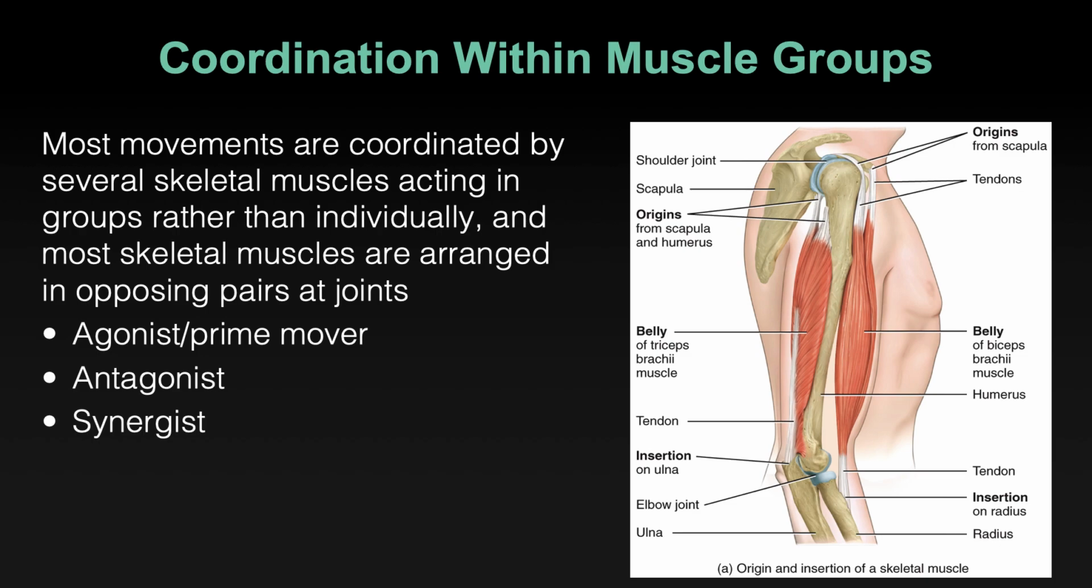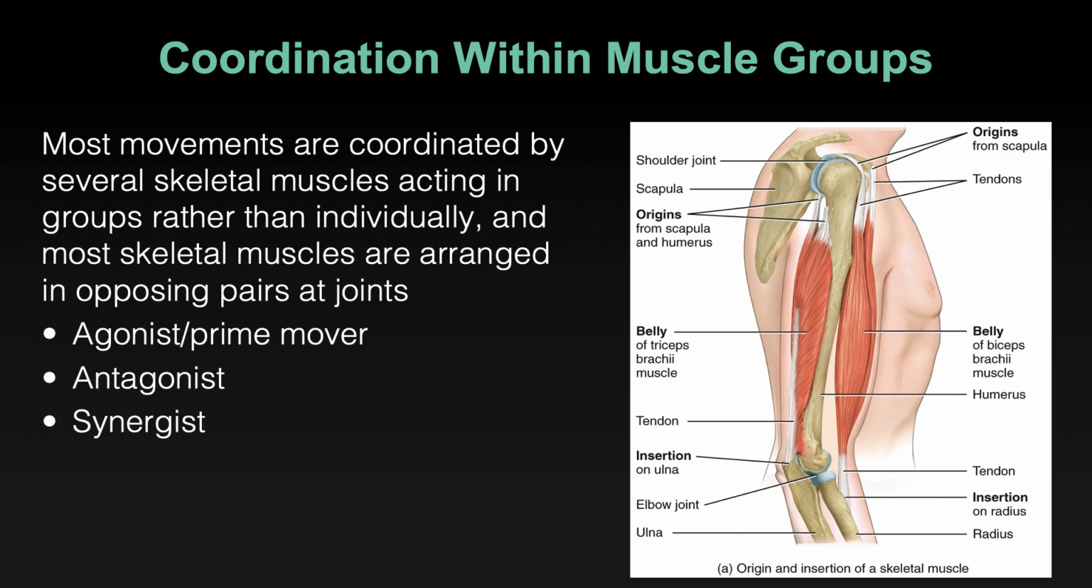Sure, there are main players, main characters at movement of the elbow or movement of any joint, but there are supporting players as well. Not only supporting players, but there are opposing players. And so the groups of muscles at a given joint that allow movement are the agonist or the prime mover, the muscle that does most of the work and generates most of the contractile force.